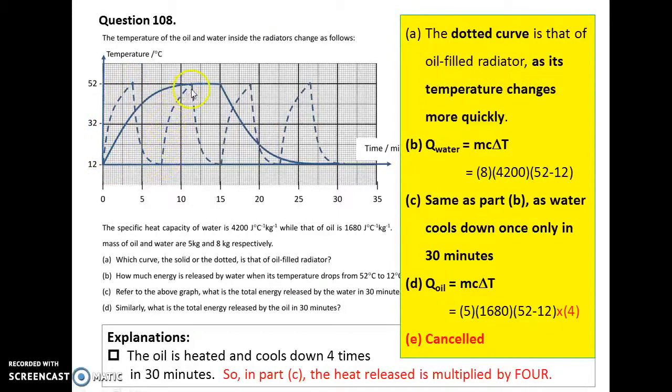It is heated and cools down itself altogether 4 times. So the energy released by oil will be given by the mass of oil multiplied with the specific heat capacity of oil, temperature difference, and lastly, multiply by 4, as there are 4 different cooling curves for the oil in 30 minutes. And you may skip part E for that question.